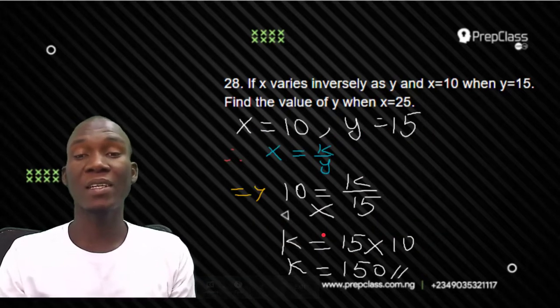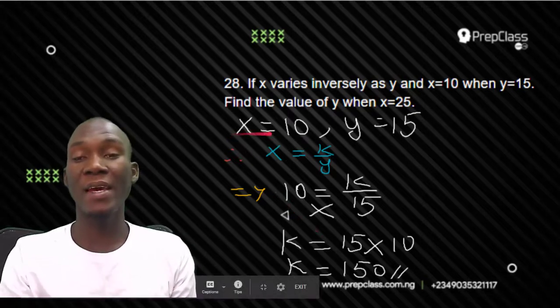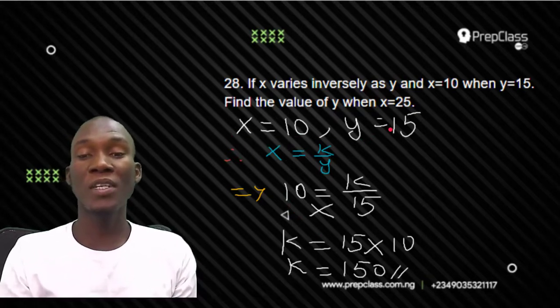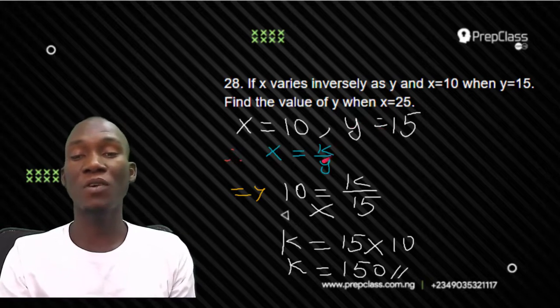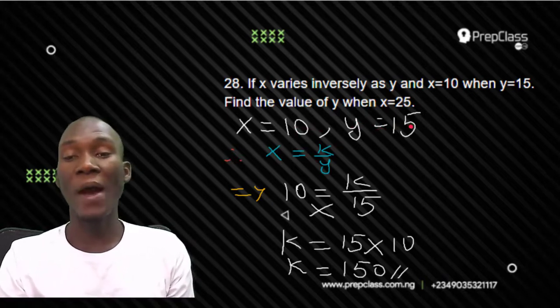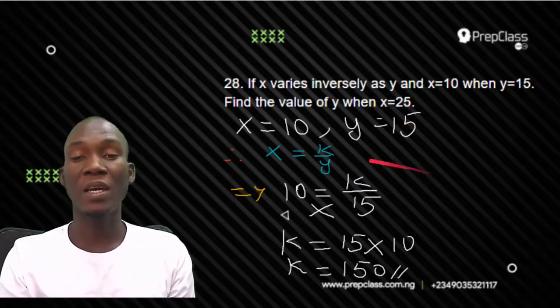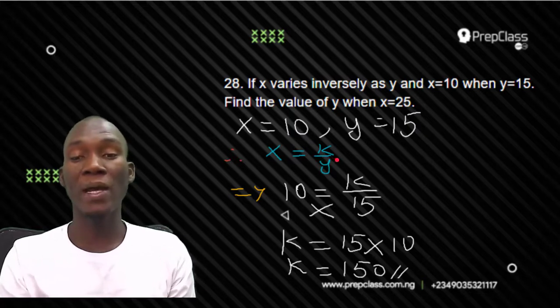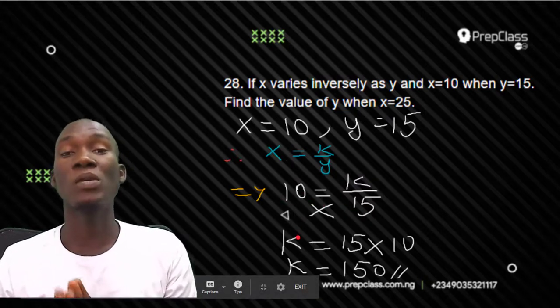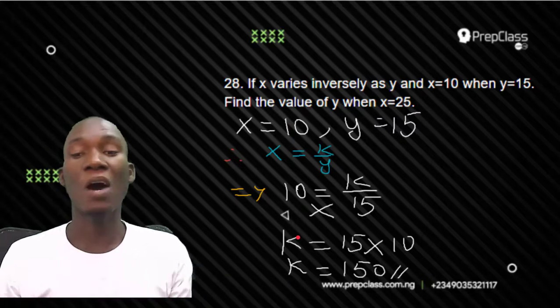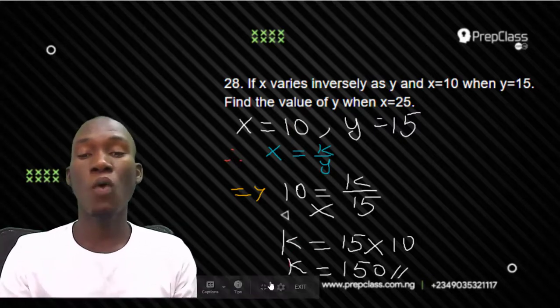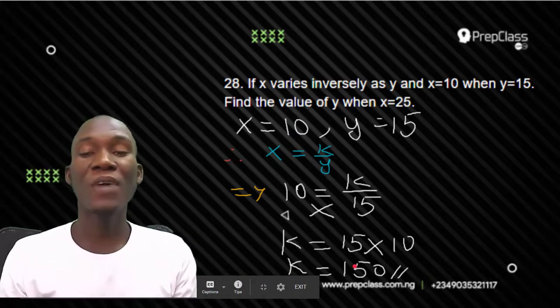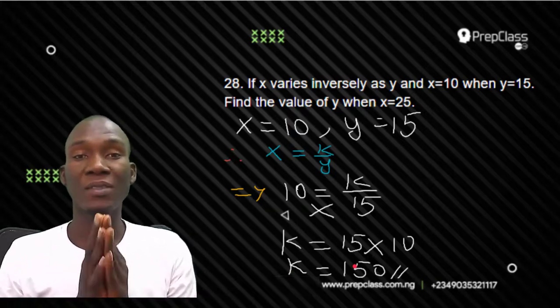So now what is the next thing? We have from the question x equals 10 when y equals 15. So it means that with these two values, we can get the value of k. That is, when x equals 10 and y equals 15, we can get a value for k. Now substitute the values for x and y into the equation x equals k over y. So we have 10 equals k over 15. Now when we cross multiply, we have k equals 15 multiplied by 10. Now when we multiply 15 by 10, we are going to get 150. So this means that the value of k is 150.